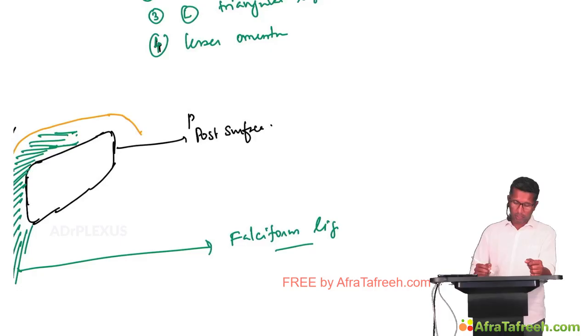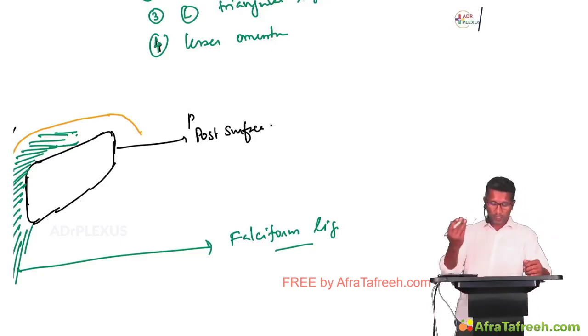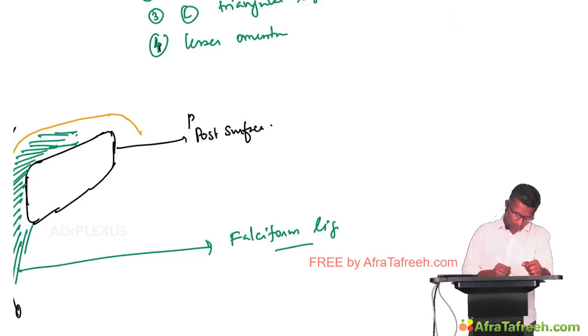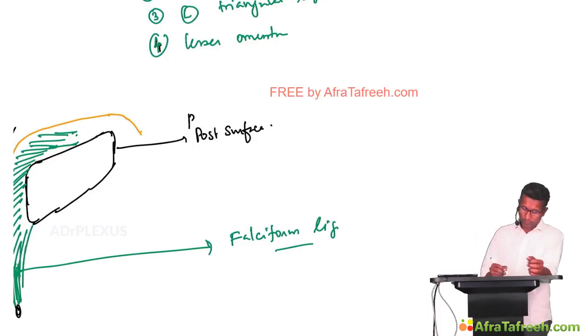It is a sickle shaped ligament. One end is attached to the liver, the other end is attached to the umbilicus. Here again, if you see, the lower border of the falciform ligament is free.